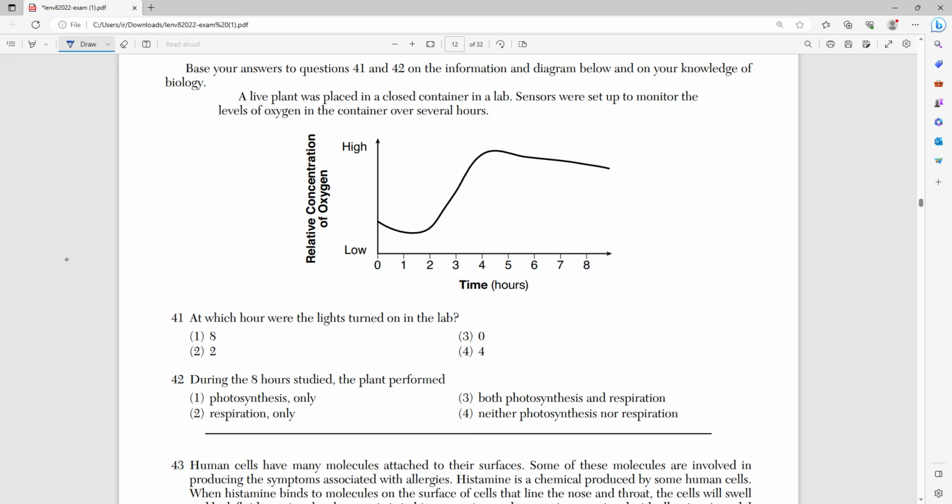Moving on to number 41, it says that a live plant was placed in a closed container in a lab. Sensors were set up to monitor the levels of oxygen in the container over several hours. And this asks, at which hour were the lights turned on in the lab? Guys, they're giving us lights, they're giving us oxygen, right? We should be remembering one crucial formula, and that's photosynthesis.